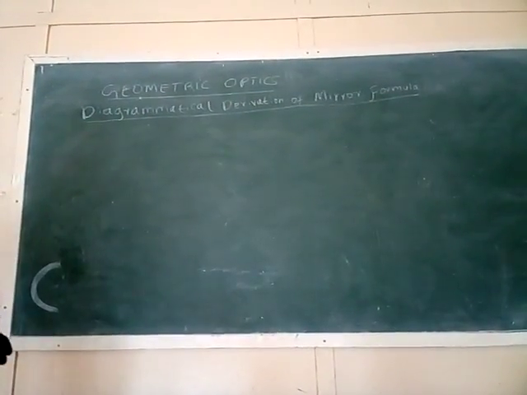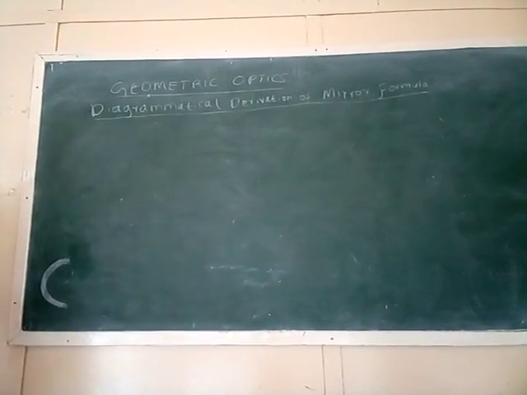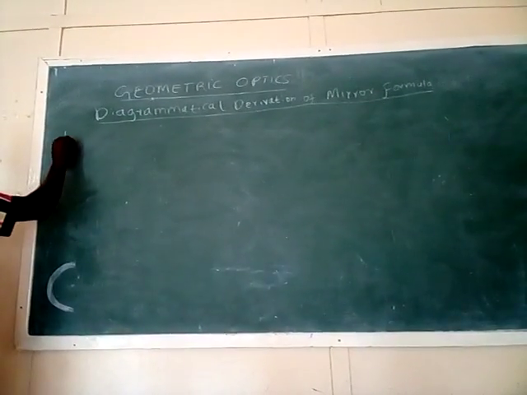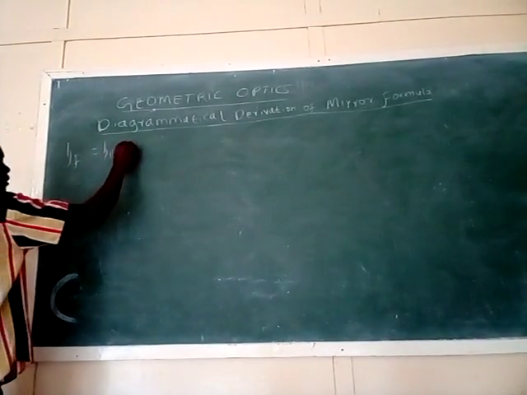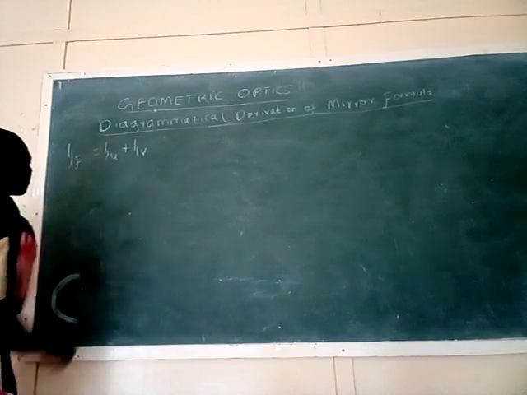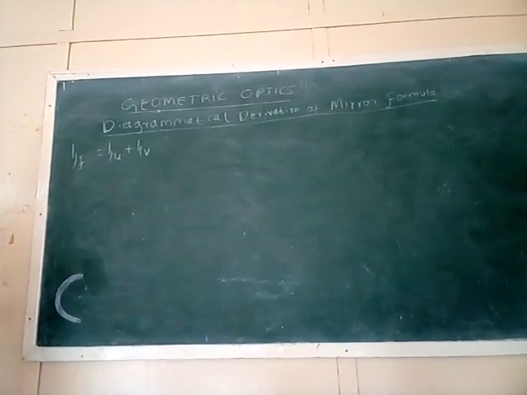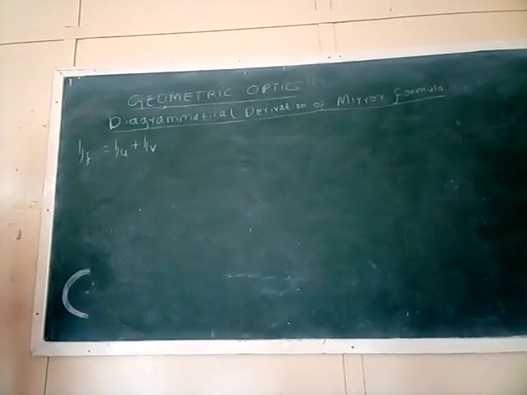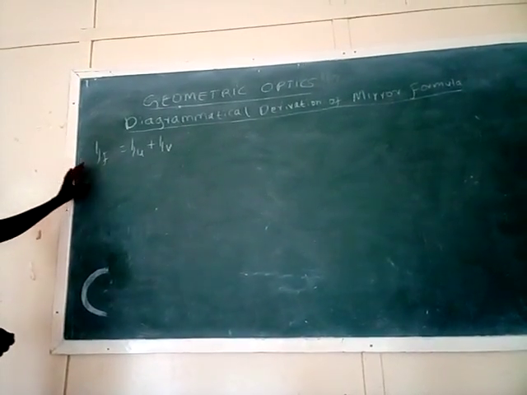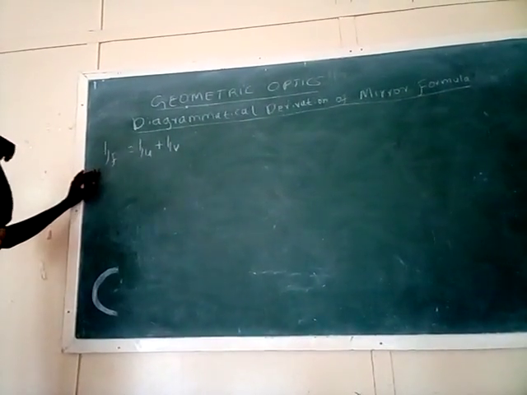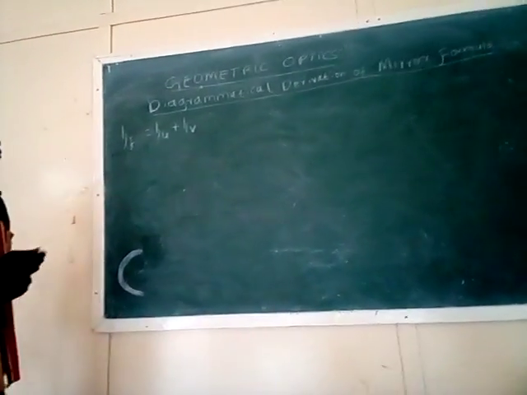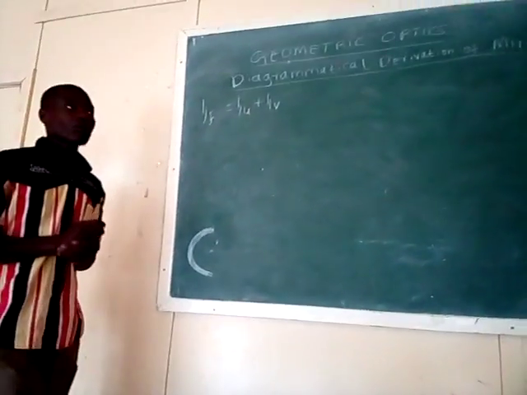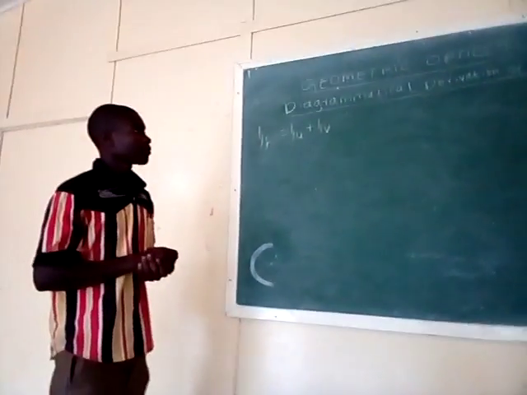When we are deriving the mirror formula, all of us know very well that the mirror formula is given by 1 over f is equal to 1 over u plus 1 over v. So we want to derive a formula such that we end up with 1 over f is equal to 1 over u plus 1 over v. For this, we have to start with a diagram.